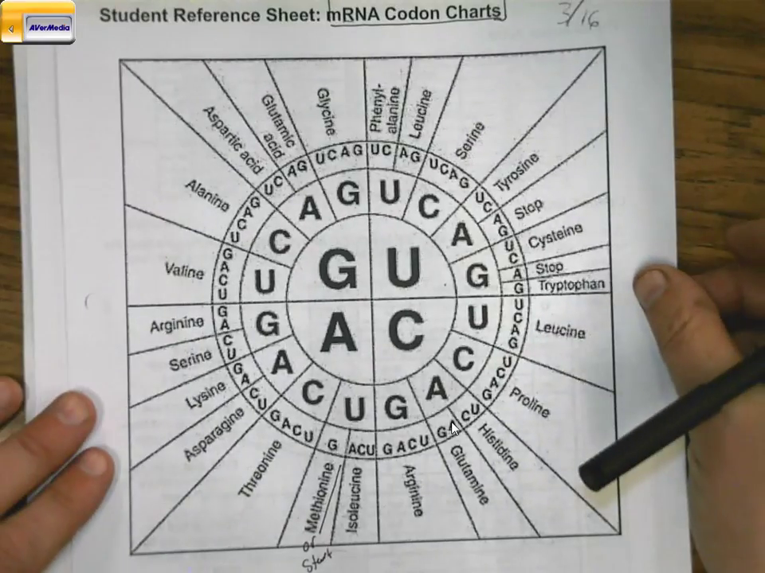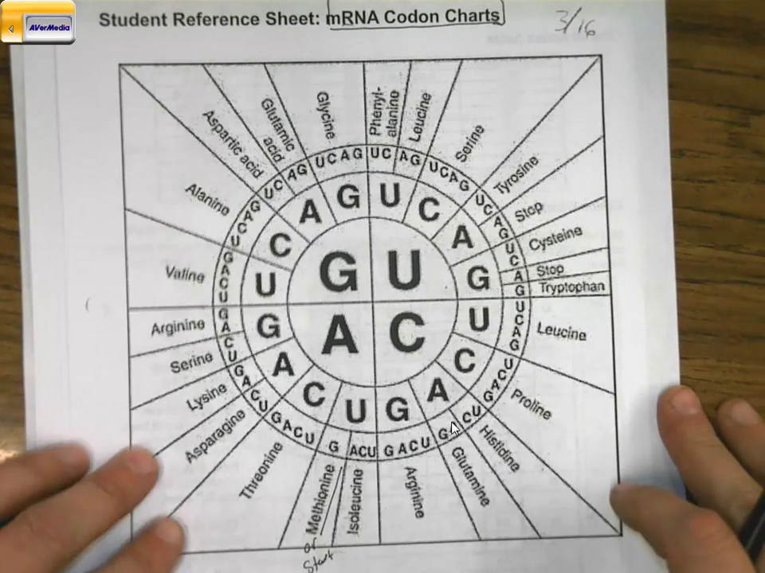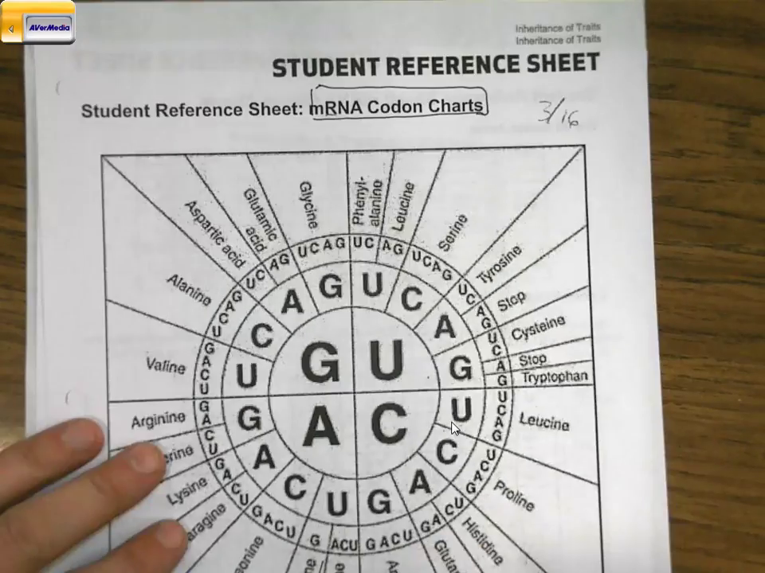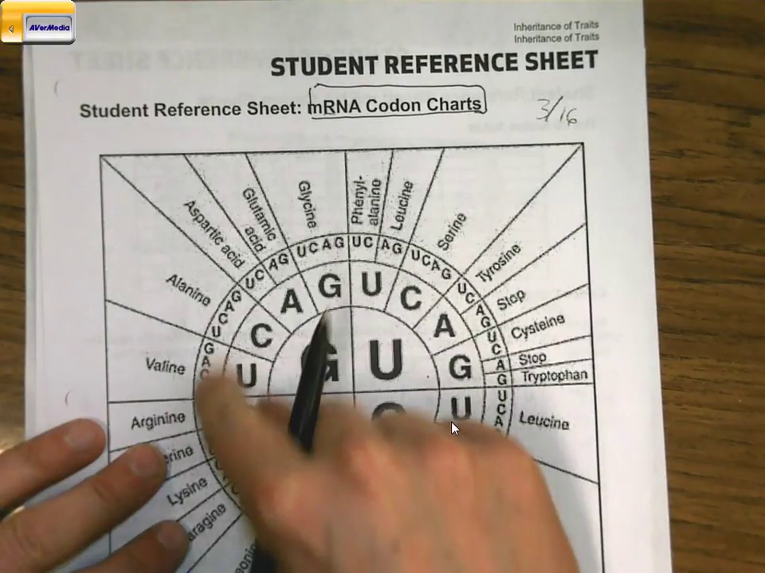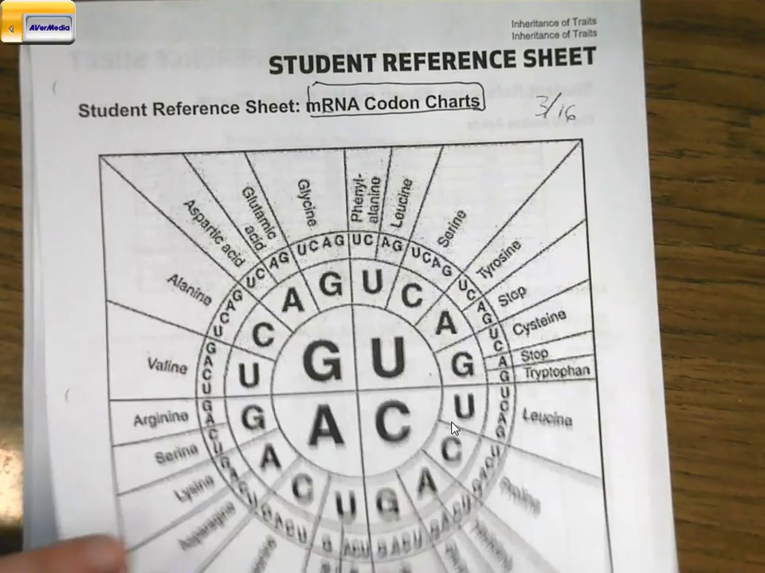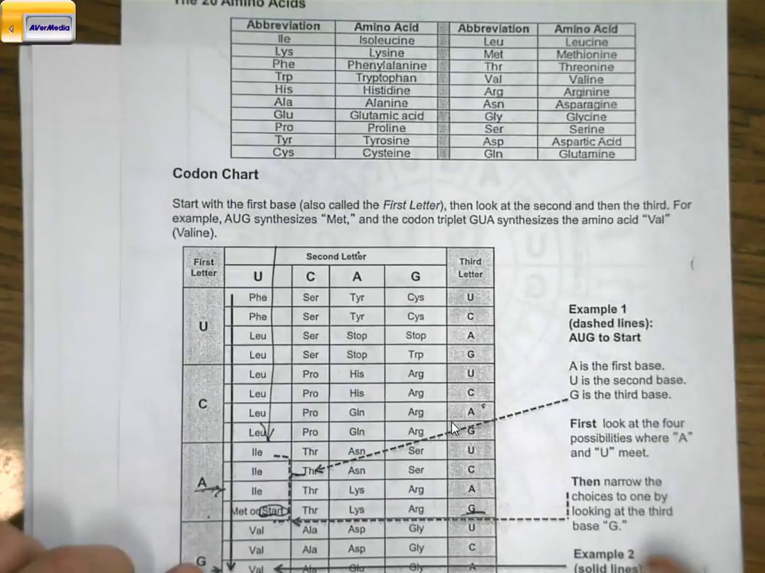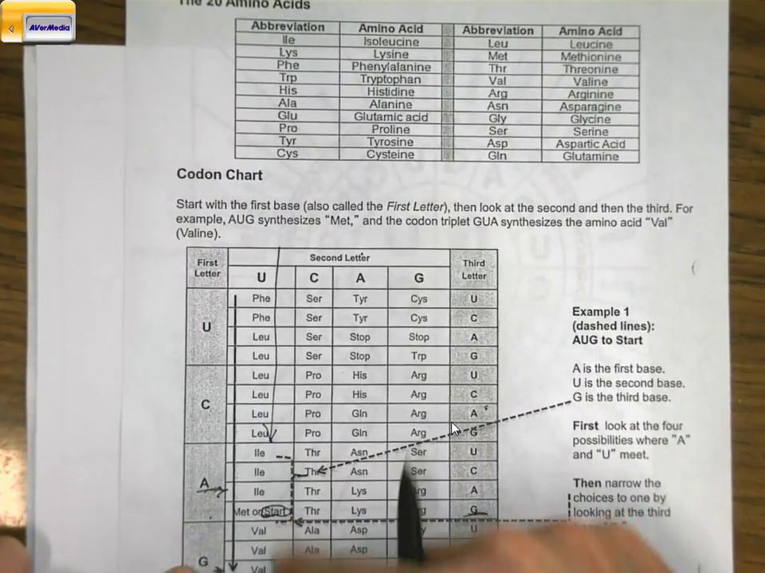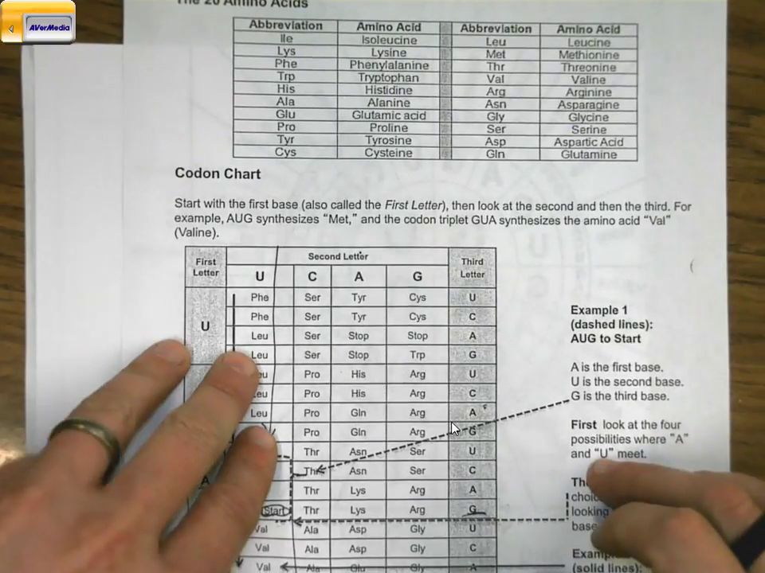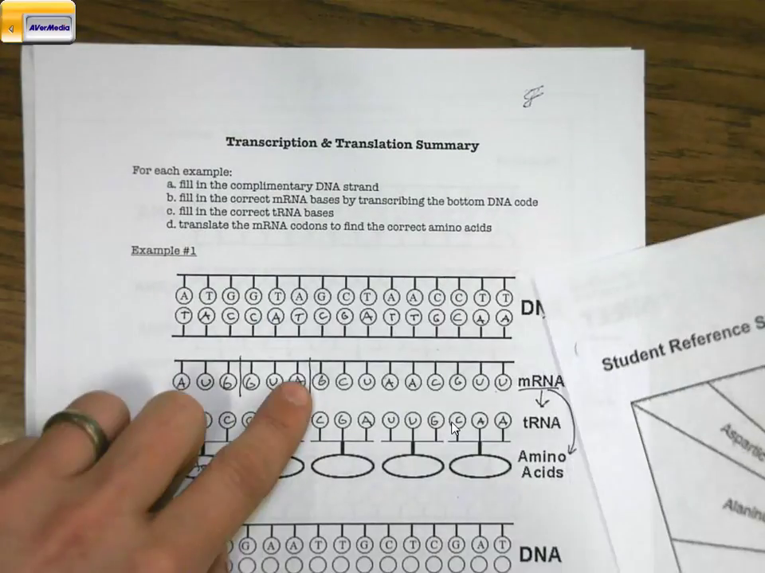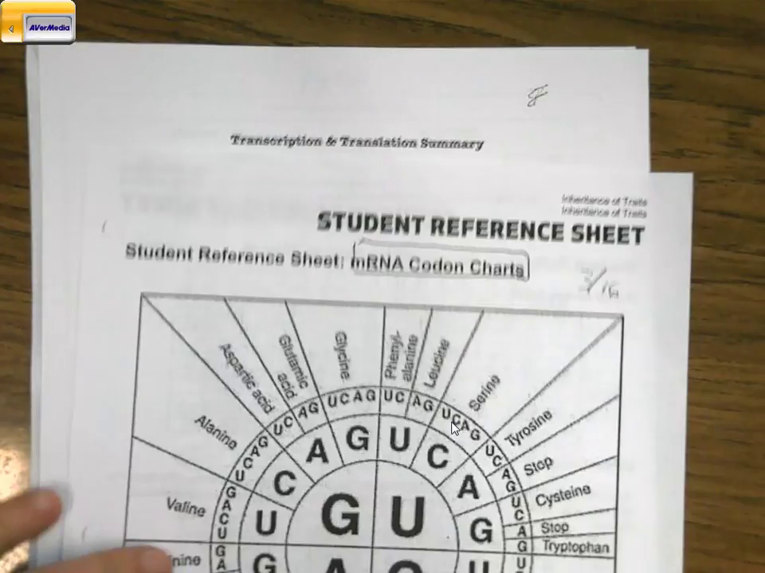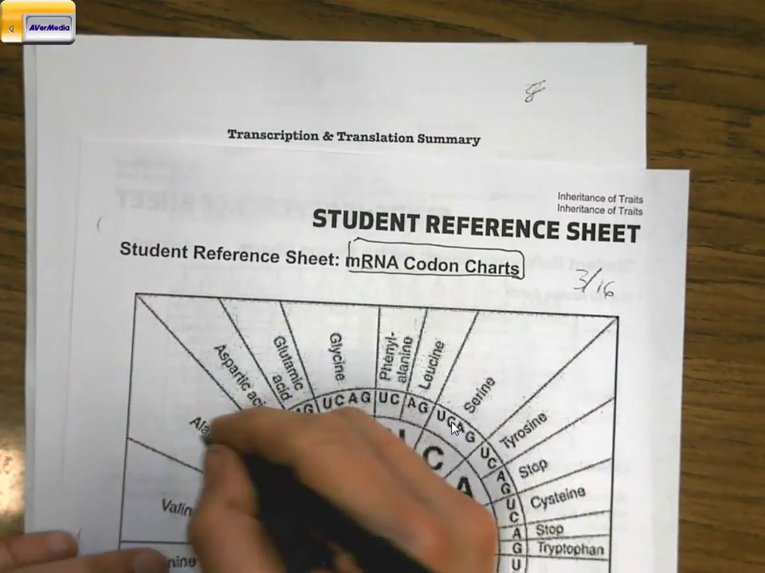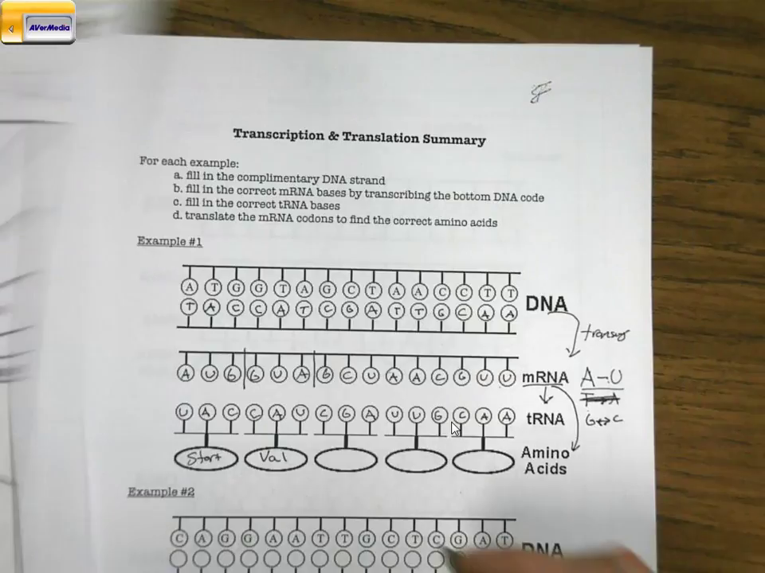Now, if I use the front side of this, I could also do it the same way. I could go through here, G-U-A. So I go G-U, and any of these will go to valine, just the same way as it shows on this side. G-U-A, in this whole region here, those are all valine. So it's V-A-L. Okay, so G-C-U, that's alanine, A-L-A.